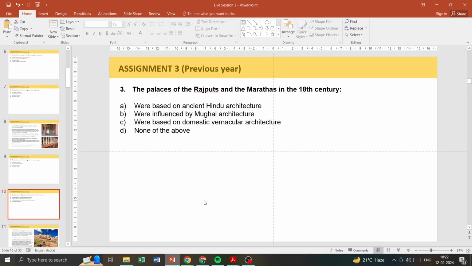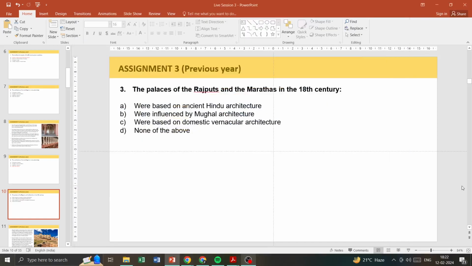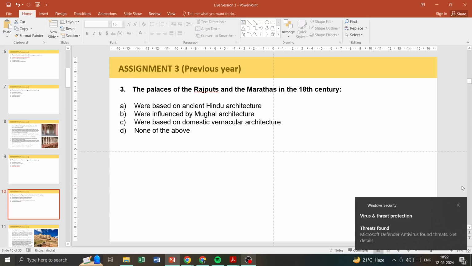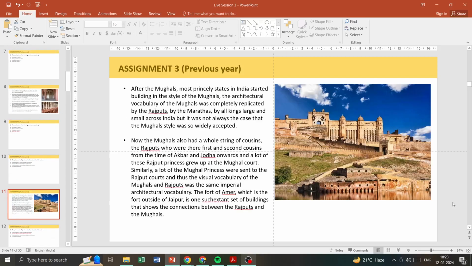Coming to question number 3, the palaces of the Rajputs and the Marathas in the 18th century were based on ancient Hindu architecture, were influenced by Mughal architecture, were based on domestic vernacular architecture, or none of the above.